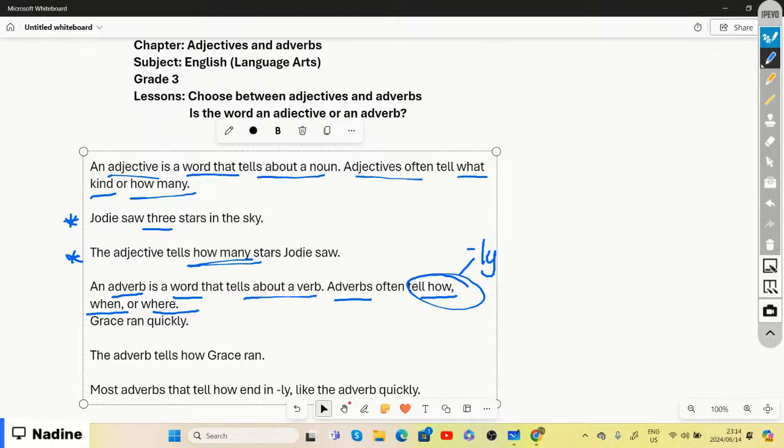And if we look at the sentence, it says Grace ran quickly. So Grace ran quickly, which means that quickly is our adverb, right? Because it tells us how Grace ran. So how did Grace run? Quickly. And it also ends in ly.